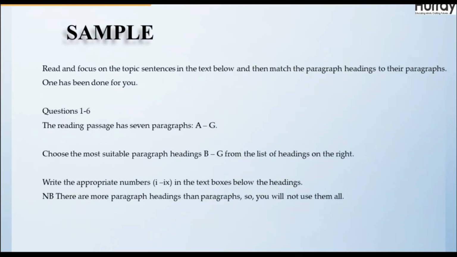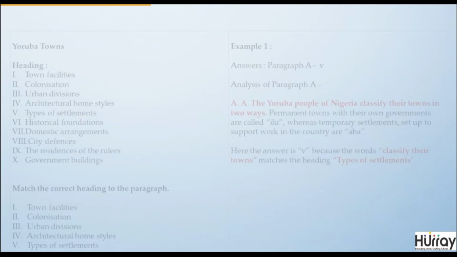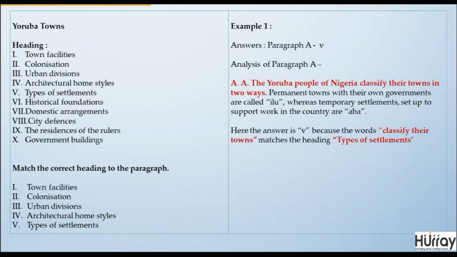Let's look at a sample here. There are 6 passages A to G and you have to match the headings to these paragraphs, and we can see that there are 9 headings and there are only 6 paragraphs. So you will not use all the headings for the paragraphs. Here are a list of 10 headings and you have 5 paragraphs. Let's look at the first example, which is done for you.